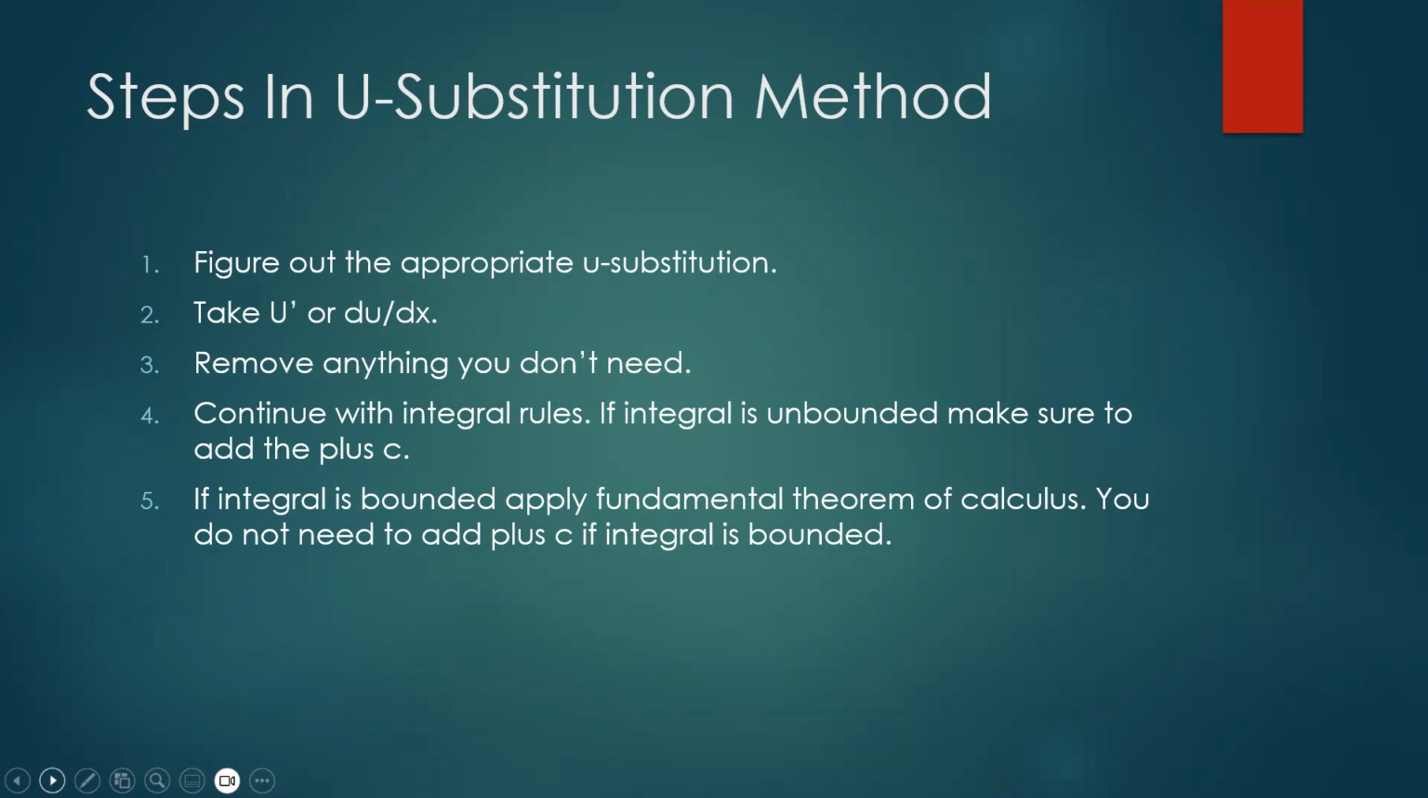Step 3, remove anything you don't need. I will explain that when we do an example. So once you have your U and your U prime, you get rid of anything you don't need. Step 4, continue with integral rules. If the integral is unbounded, make sure you add the plus C. If the integral is bounded, you apply the fundamental theorem of calculus. You do not need to add the plus C if the integral is bounded.